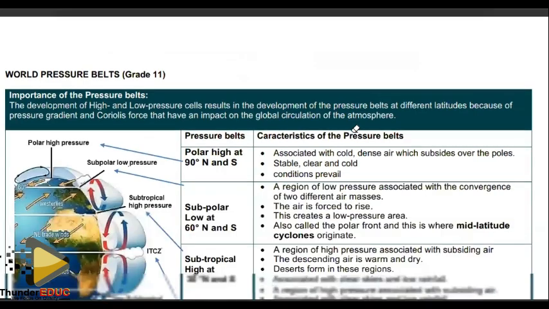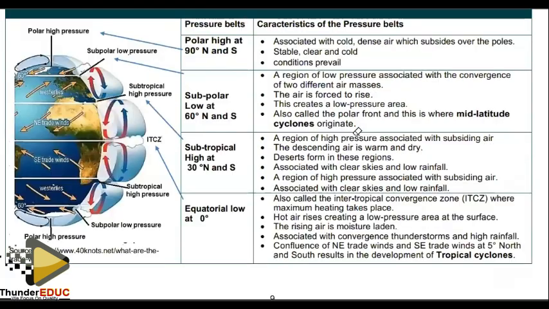Then we also have to look at the pressure belts. On the pressure belts, we don't need to waste much time. We just want to go through them, and they will help us understand the formation of mid-latitude cyclones, and also tropical cyclones, because they are the basics of the study of those typical weather systems. Right, we're now looking at our pressure belts. We are going to look at the pressure belts as fast as possible.